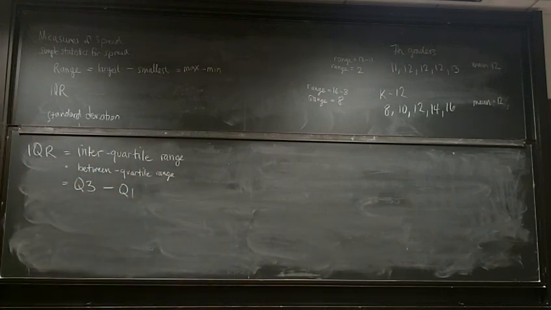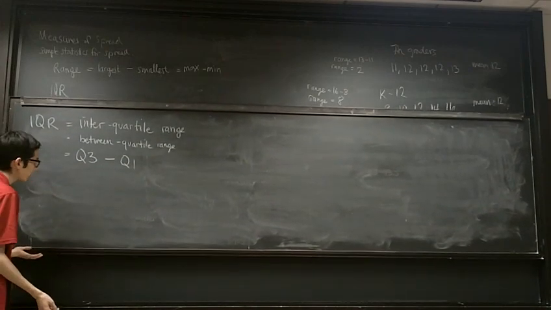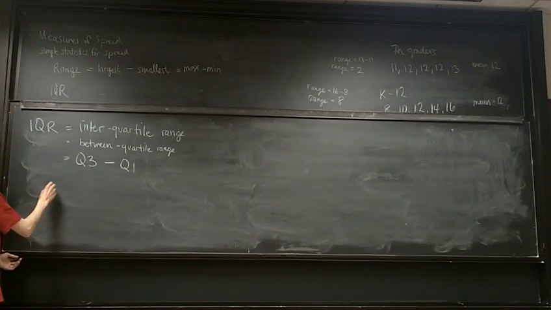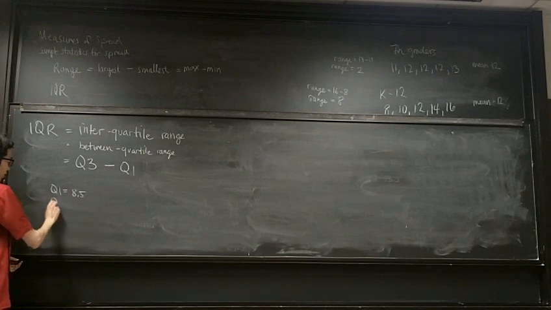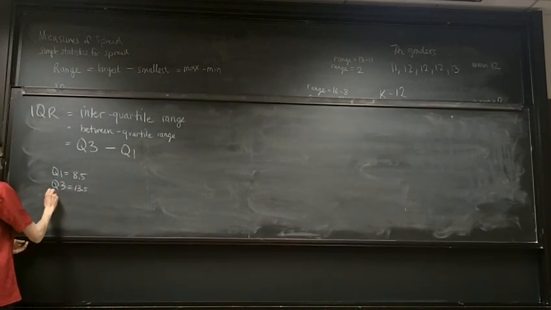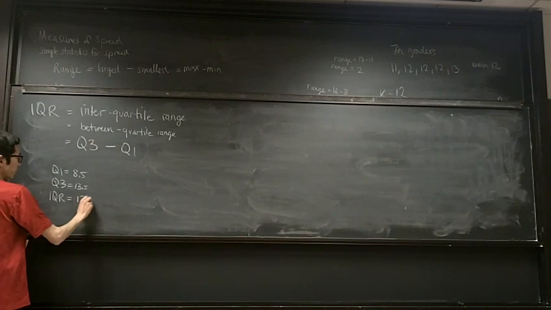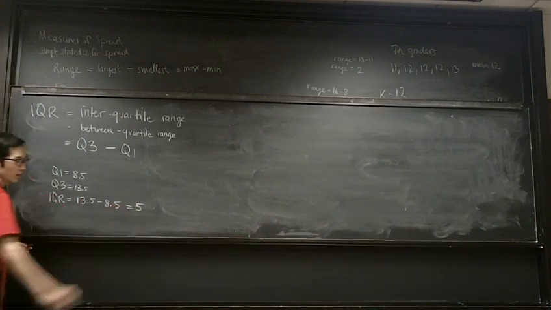Okay, so in one of your data sets, you had the ages of students, and we found that Q1 was 8.5, I think, and then Q3 was 13.5. Is that right? Okay. So here the IQR would be Q3 minus Q1. So I have an IQR of 5.